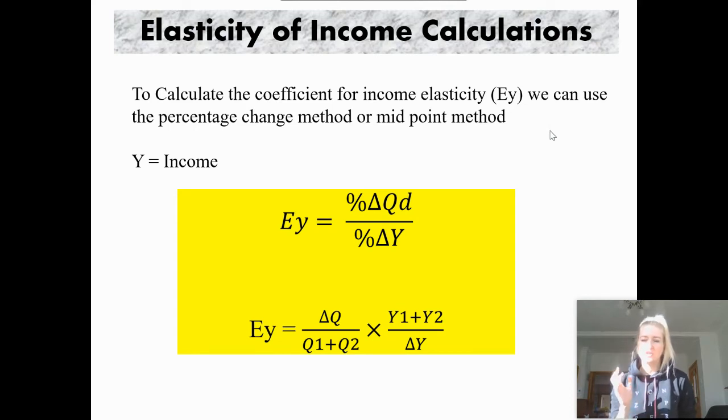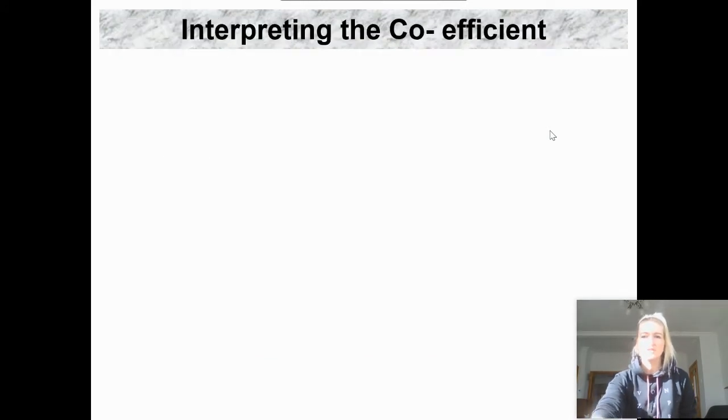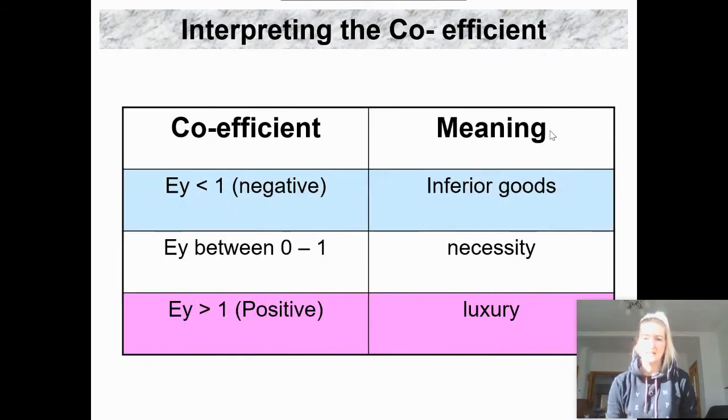So the change in the quantity divided by the old quantity plus the new quantity, times the old income plus the new income, divided by the change in income. So these are two methods of calculation. Depending on what the coefficient is, we'll be able to figure out the type of good.